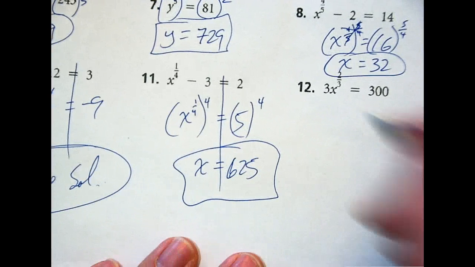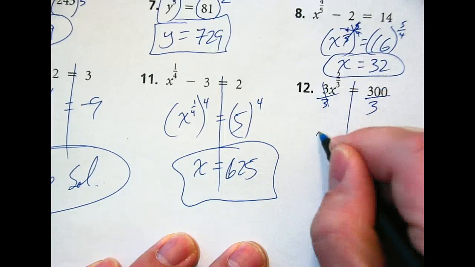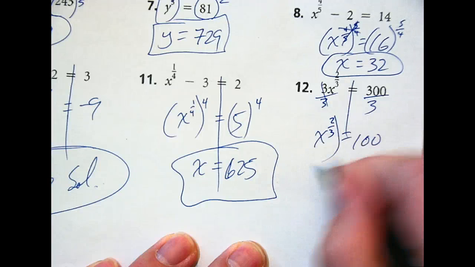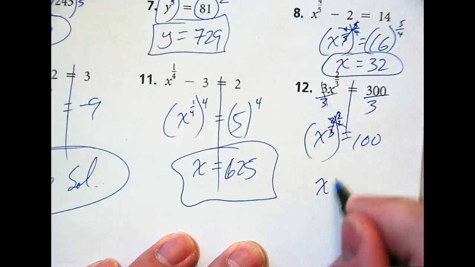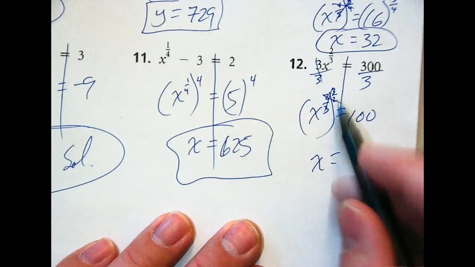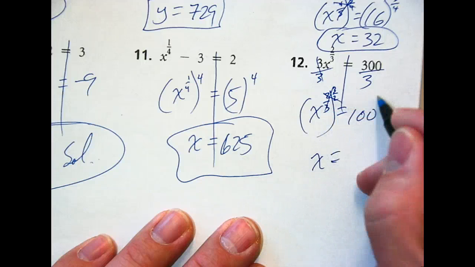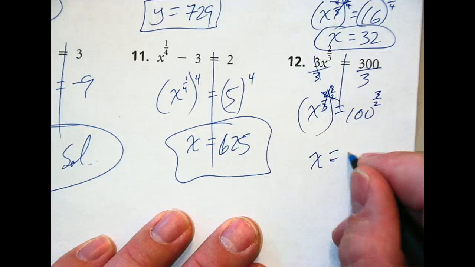And last one, divide by 3 first. Get rid of that 3 first. x to the 2/3 is equal to 100. Raise it to the 3/2 power. Those cancel. x is equal to, that gives us 1,000. So we take and raise that to the 3/2. Square root is 10, to the 3rd is 1,000.